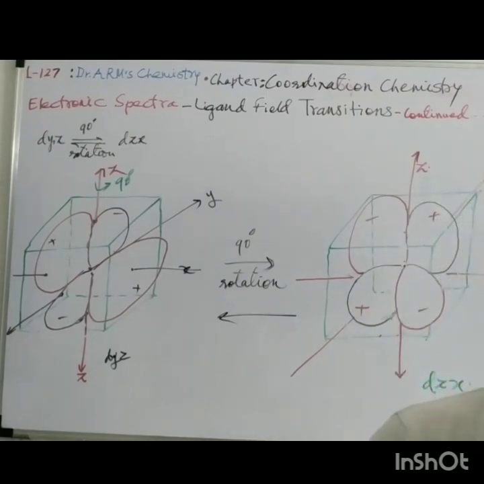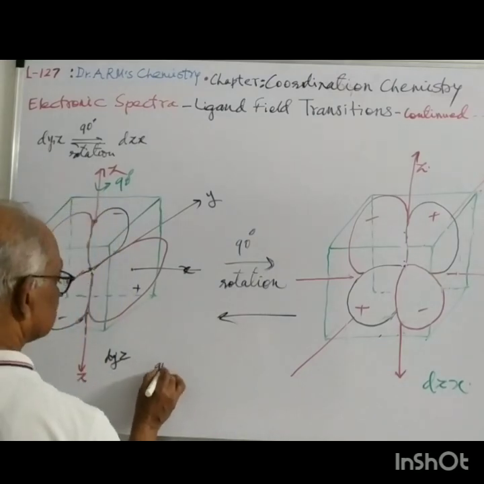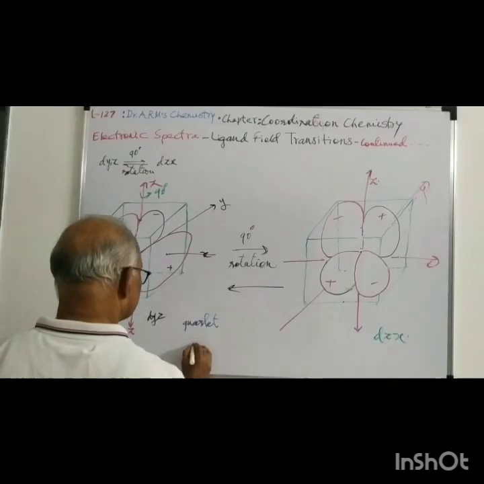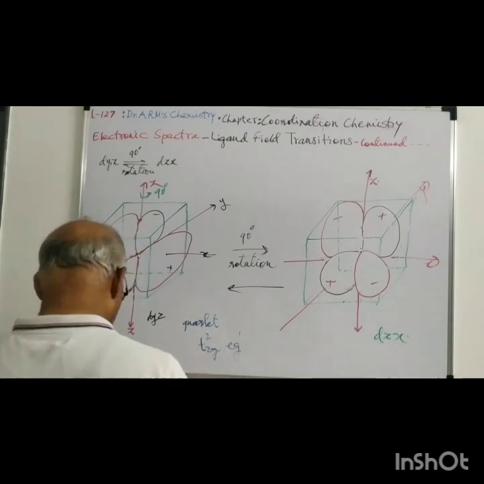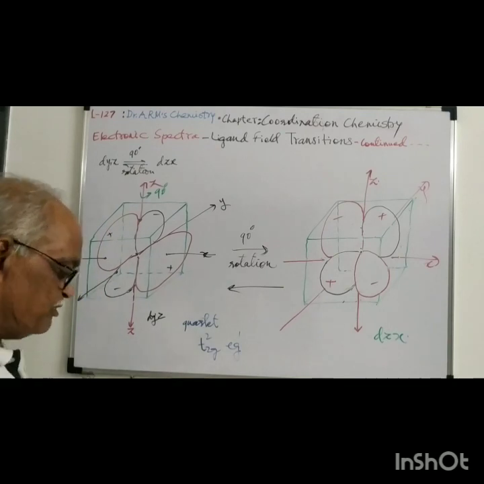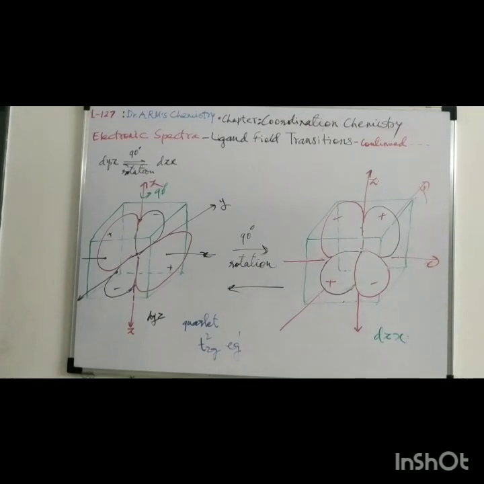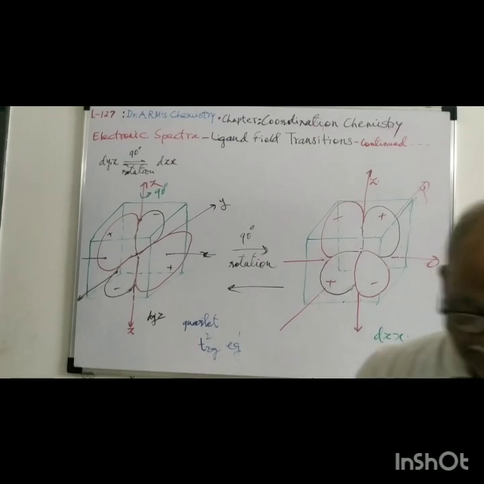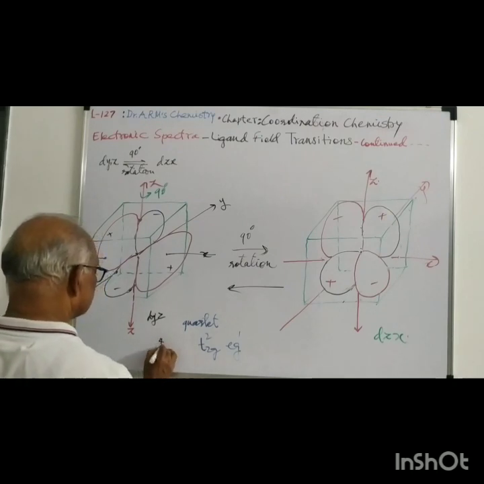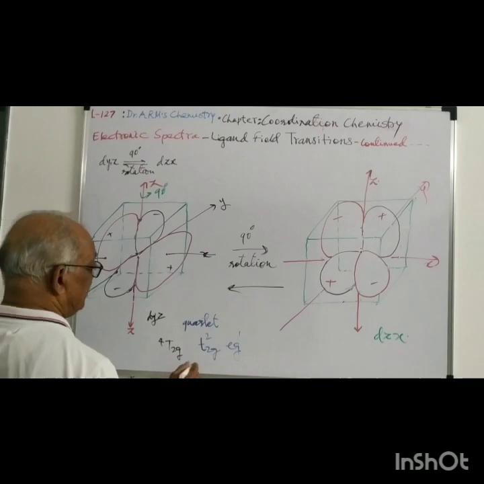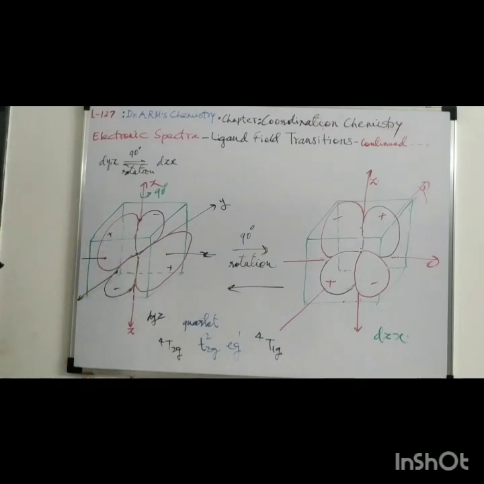So when we consider the quartet T2g to Eg, then this is an excited configuration, and it can be shown with symbols such as 4T2g and 4T1g.